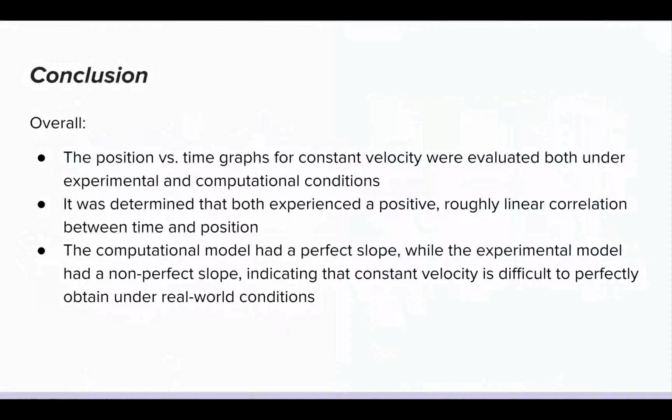In conclusion, the position versus time graphs for constant velocity were evaluated both under experimental and computational conditions, determining that they both experienced a positive, roughly linear correlation between time and position. Additionally, the computational model had a perfect slope, while the experimental model had a non-perfect slope, indicating that constant velocity is difficult to perfectly obtain under real-world conditions.